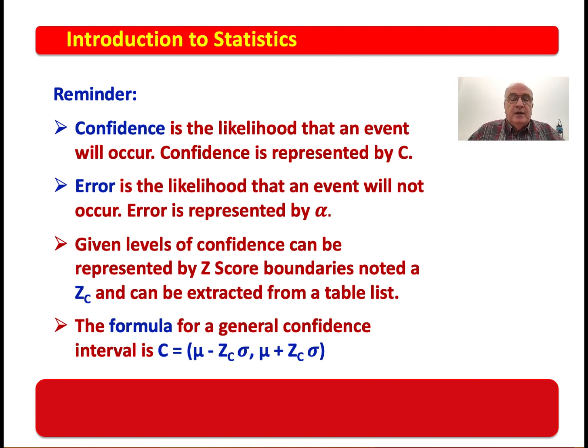Use the table. The formula for a general confidence interval, and by general confidence interval I mean a confidence interval for raw data in a population, is C equals, the lower bound is mu minus Z confidence times sigma, and the upper bound is mu plus Z confidence times sigma. The Z confidence times sigma is known as error E, the effect size. So mu minus the effect size and mu plus the effect size.